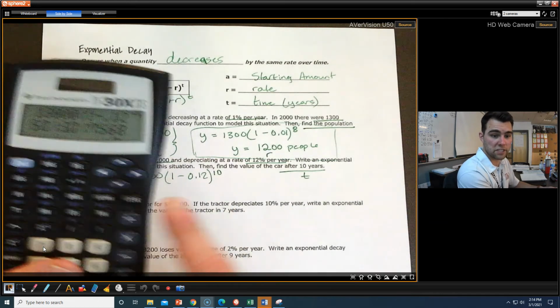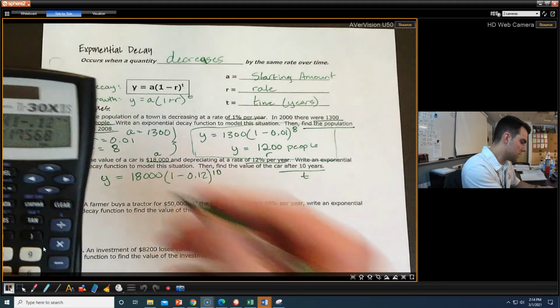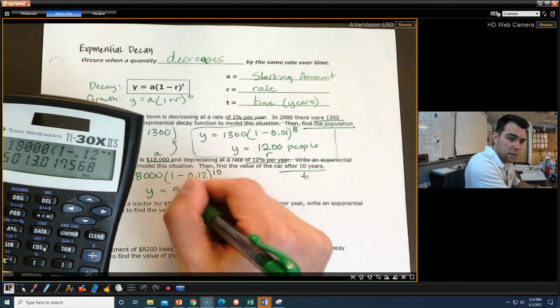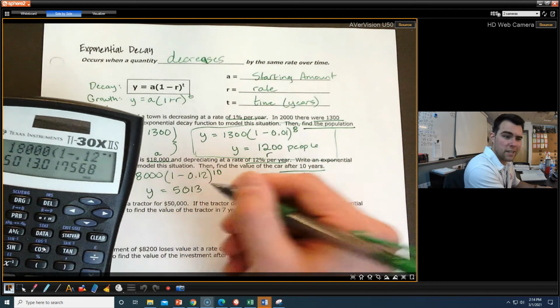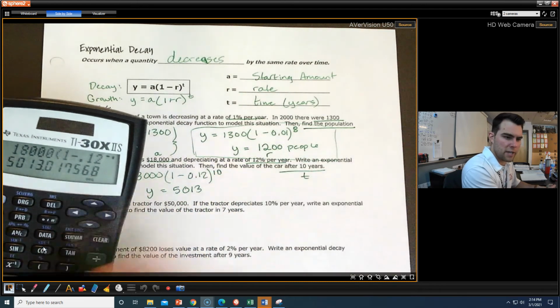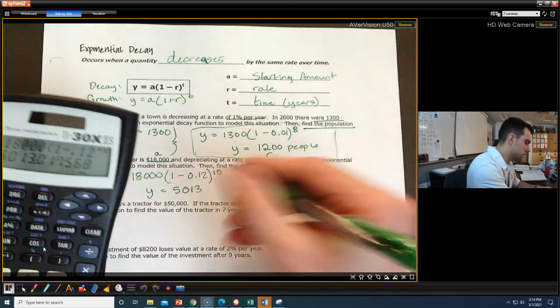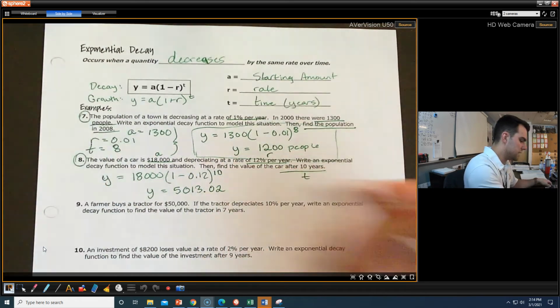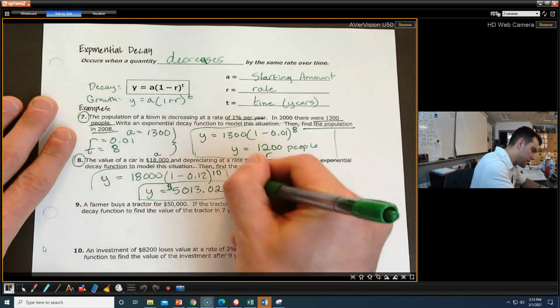Again, that number should be smaller than the starting amount, and it is way, way smaller. Y is equal to $5,013. And what's our cents? Well, we got 1 cent, but we have a 7 right here, so raise this up to 2 cents, so $0.02. There we go. And those are done.